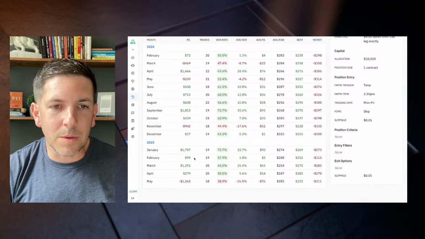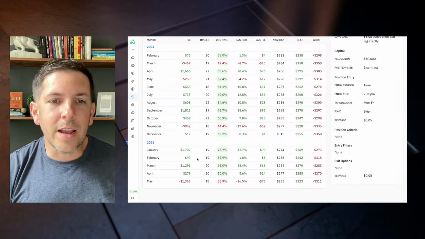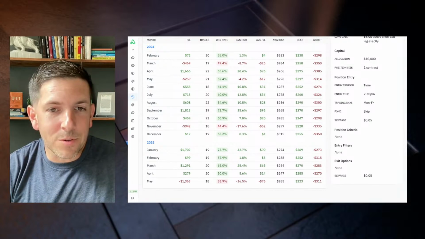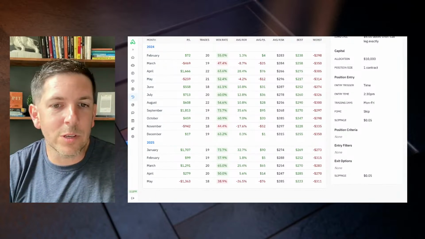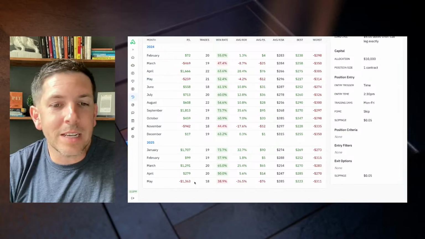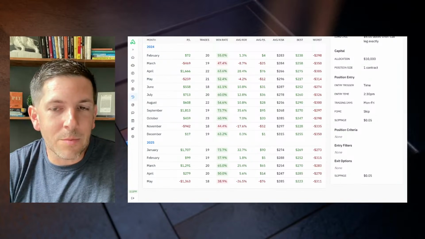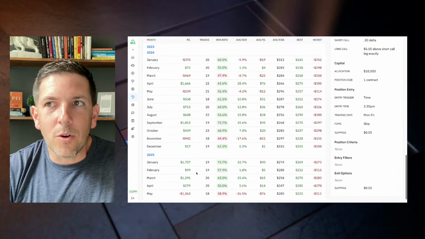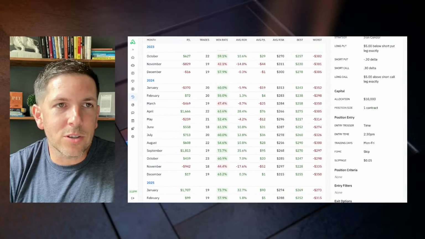If you started this in the beginning of the year in February, you did 19 trades and you had $100 to show for it, it probably didn't feel like it was a great strategy at that point because you really weren't doing much. If you started the strategy in May, it certainly didn't feel like a good one because it was one of its down months. But again, it gives you some context overall into how these strategies are performing.